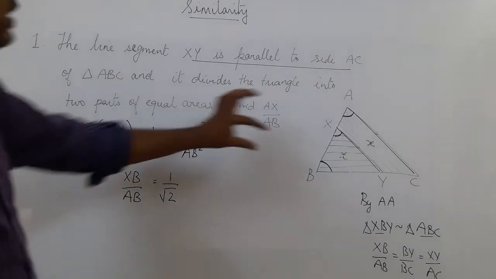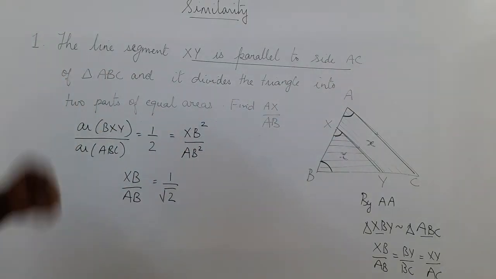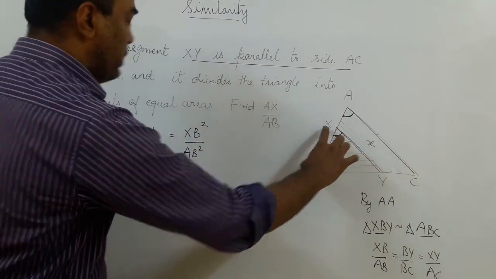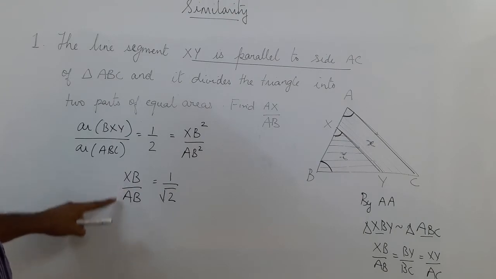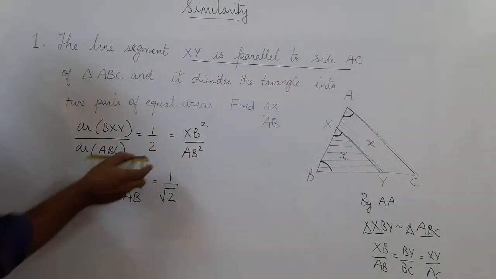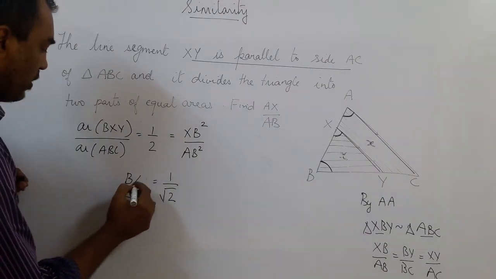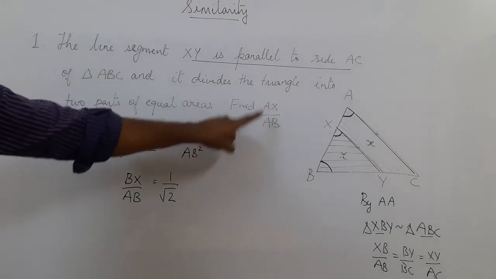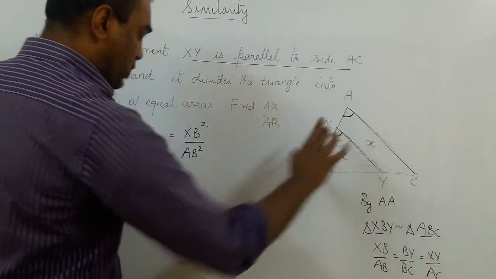But I don't have to find XB. I have to find AX. So what is AX? Can you see? AX is AB minus BX. I want to find AX upon AB. So I have got XB upon AB, or I can also write BX, even simpler. XB and BX are the same. I got the ratio of BX upon AB, but I have to find AX upon AB. Now what is AX? AX is AB minus BX.